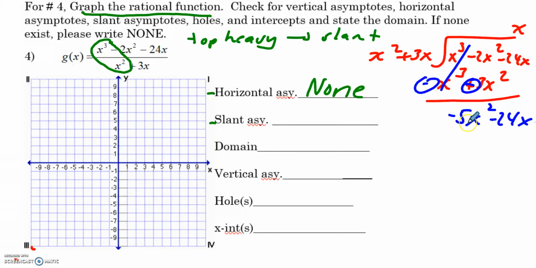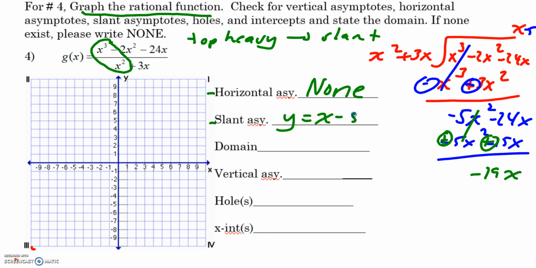X squared goes into negative 5x squared negative 5 times. If I multiply that back, I would get negative 5x squared minus 15x. I would change the signs because I'm subtracting, so that would be a negative 19x. I'm actually done here though, because at this point the negative 19 is a remainder. So my slant is just x minus 5, or even better, y equals x minus 5 would be my slant asymptote.